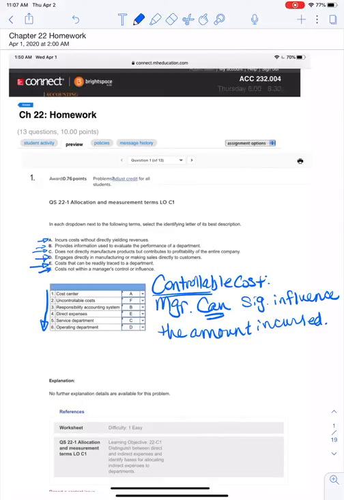It tells us that an operating department engages directly in manufacturing or making sales directly to customers. And that's exactly what these do. So that sounds good to us, and we're going to move on to number 2.